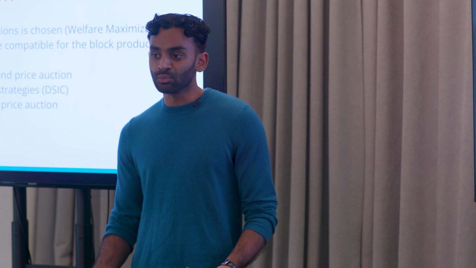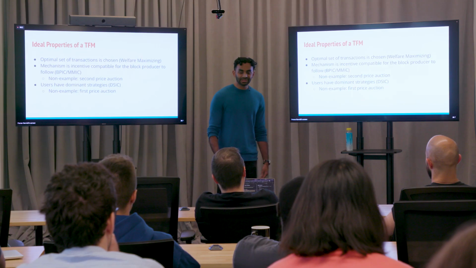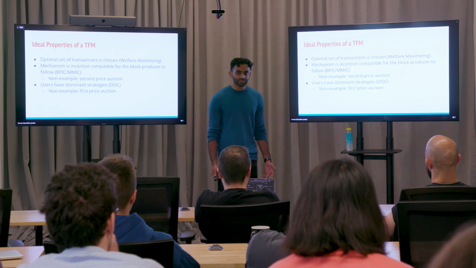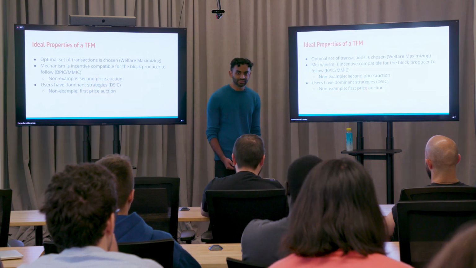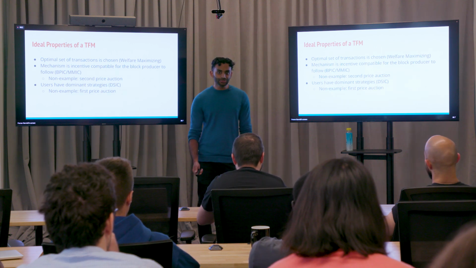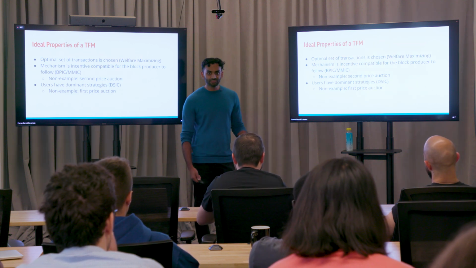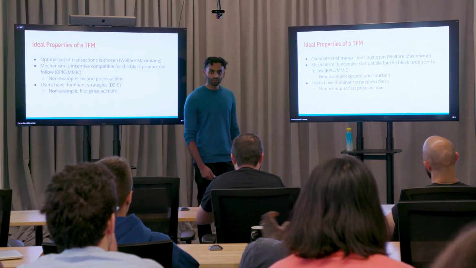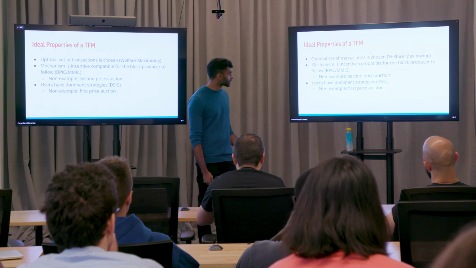If the person running your TFM is the block producer, and they have some incentive to deviate, then all the guarantees you might want would go away, and that wouldn't be great. A classic mechanism that people think about in economics, the second-price mechanism, really achieves this first goal of picking the optimal set of transactions, but it turns out to not be incentive compatible with the block producer, right? The way to see that is that the block producer can just insert a new transaction right below the first highest price and increase their revenue. That's one of the main reasons we don't see this used in practice in blockchains.